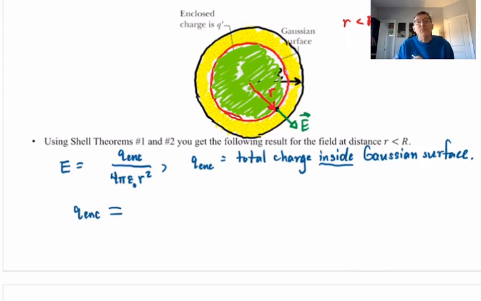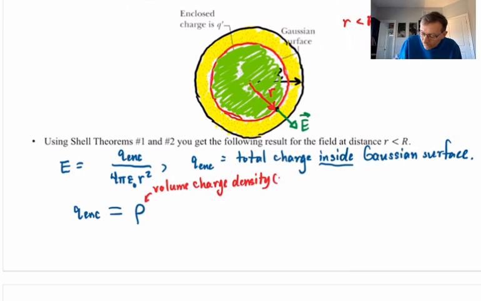Well, I'm going to think about it this way. I've got charge spread out throughout a volume uniformly, so I can talk about the volume charge density of the solid sphere, rho, which is uniform. And I just multiply that. I take that charge per unit volume for the solid sphere, and I multiply it by the volume that's inside the Gaussian sphere, the red sphere. That's the V enclosed.